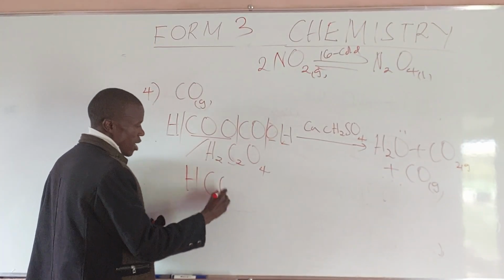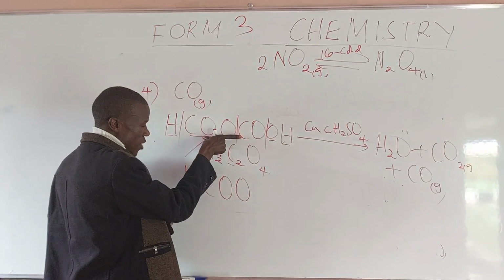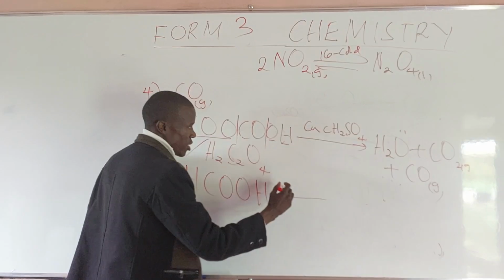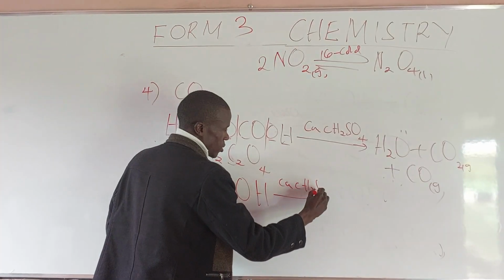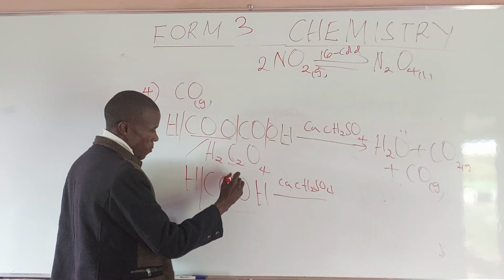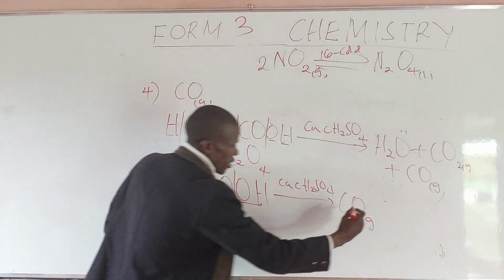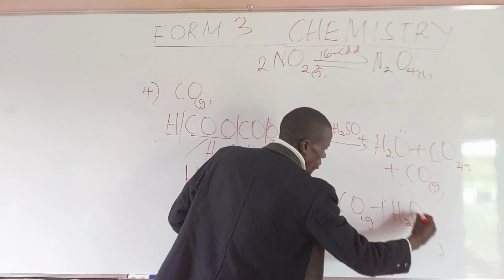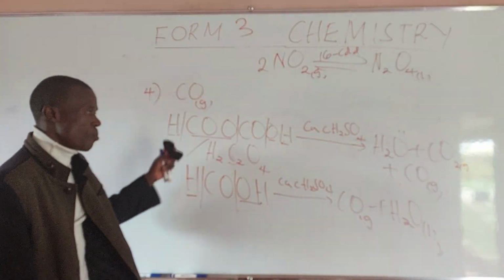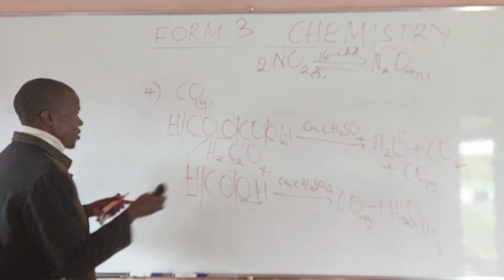We can also use methanoic acid. This is ethanedioic acid. We can also use methanoic acid. Again, we have carbon 2 oxide, then we have water. The process of removing the elements of water from a compound is what we call dehydration.